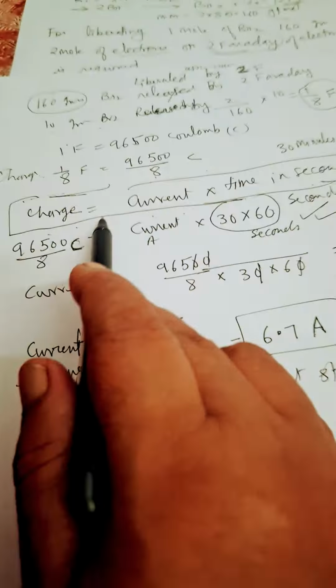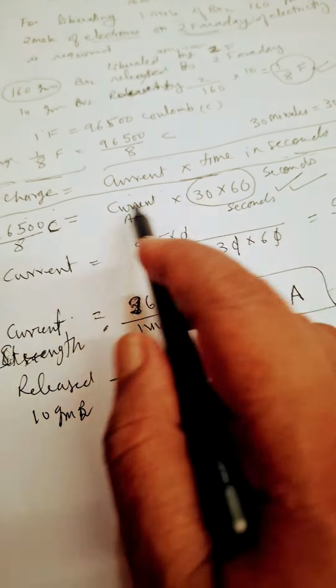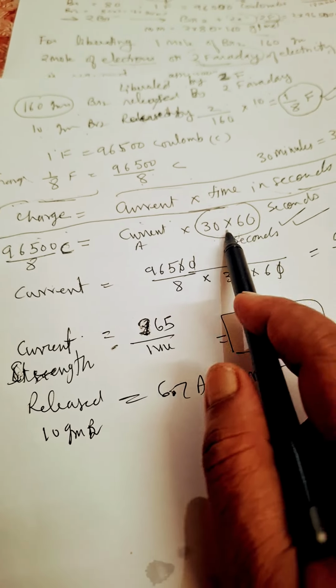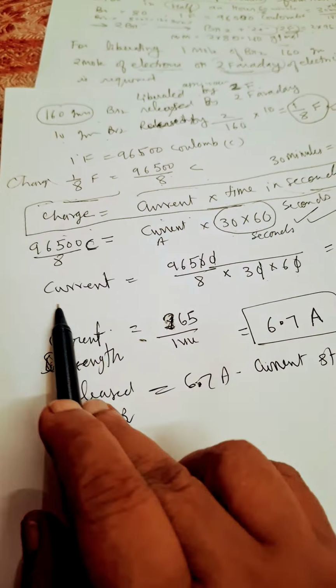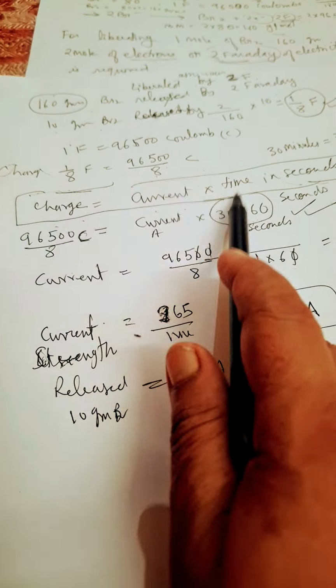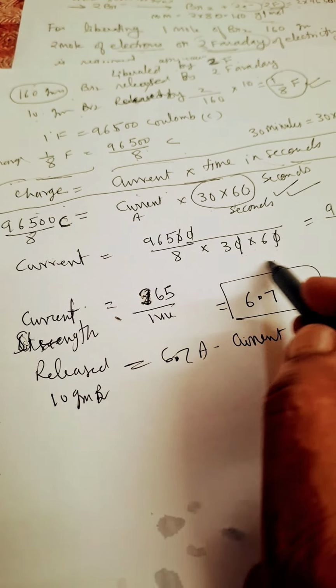Now charge is equal to current into time. Time is given in seconds. We know that time is 30 minutes, so we write 30 into 60. Current we don't know, we have to calculate. Charge is given. Current will be charge divided by time in seconds, so I have written the charge and the time in seconds here.